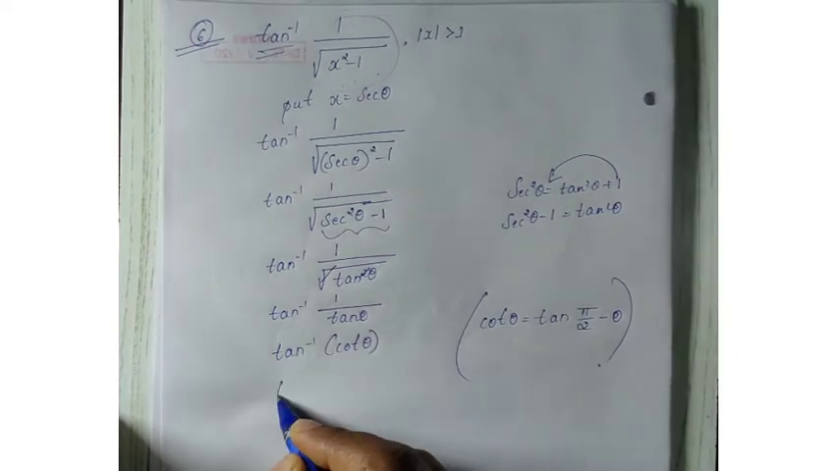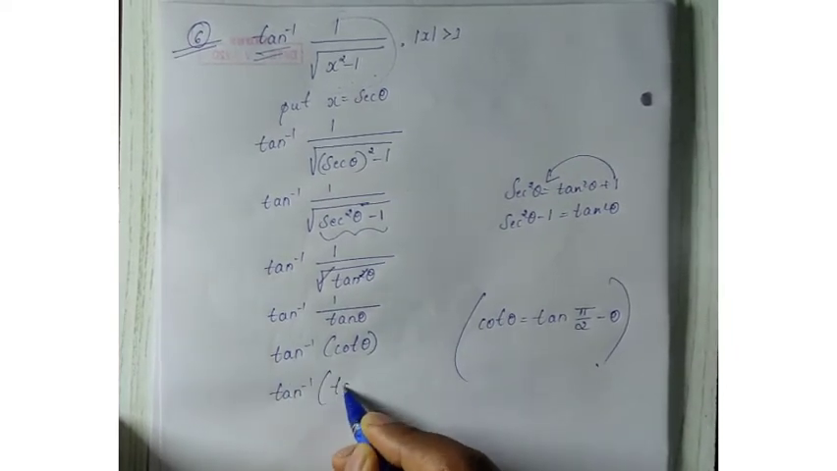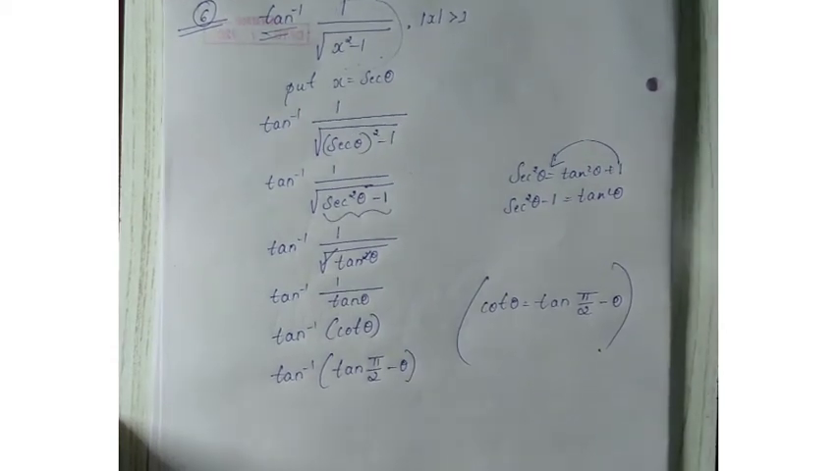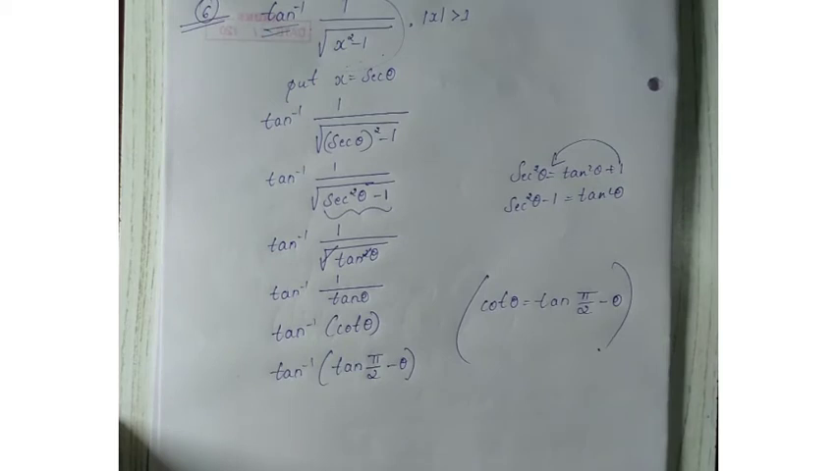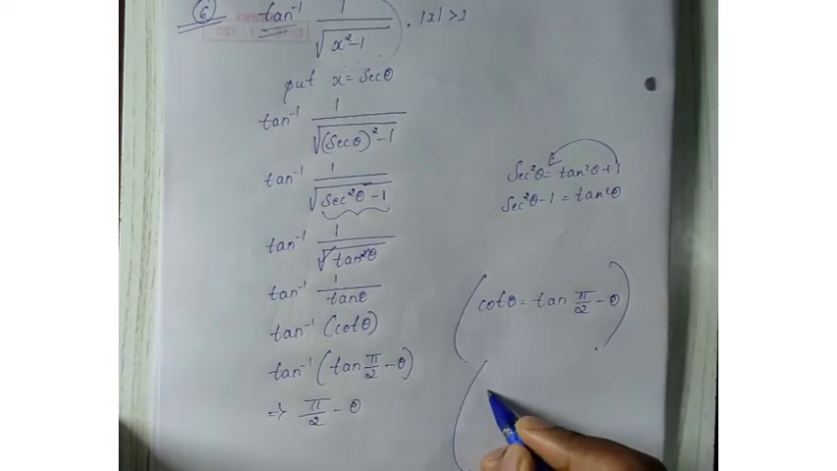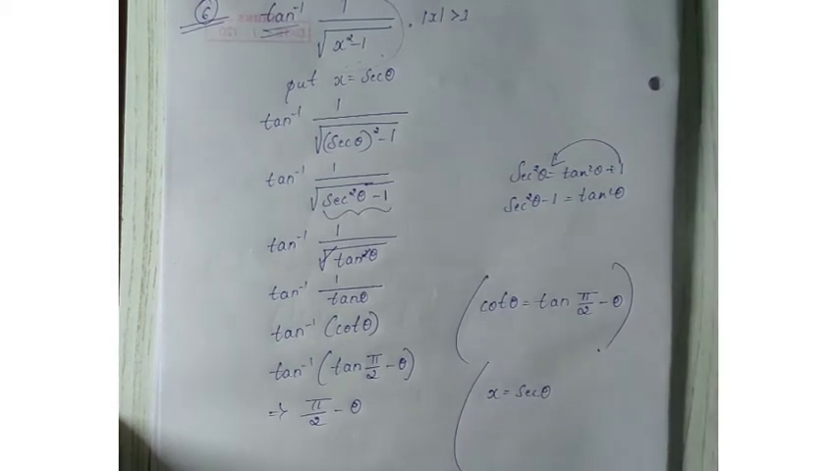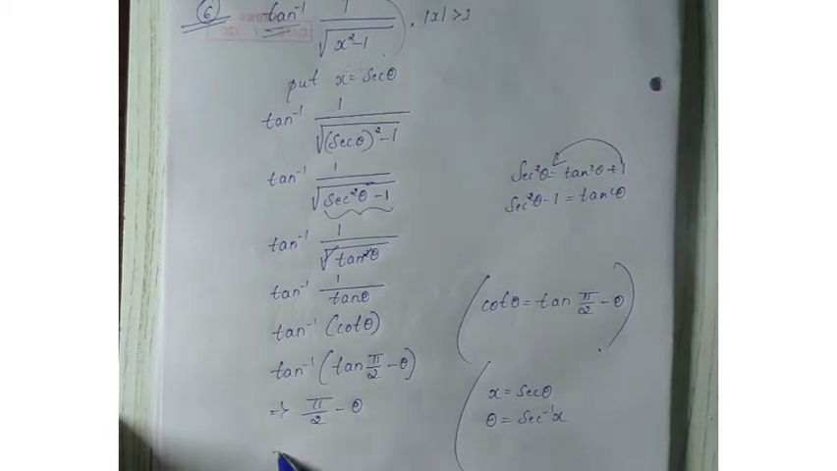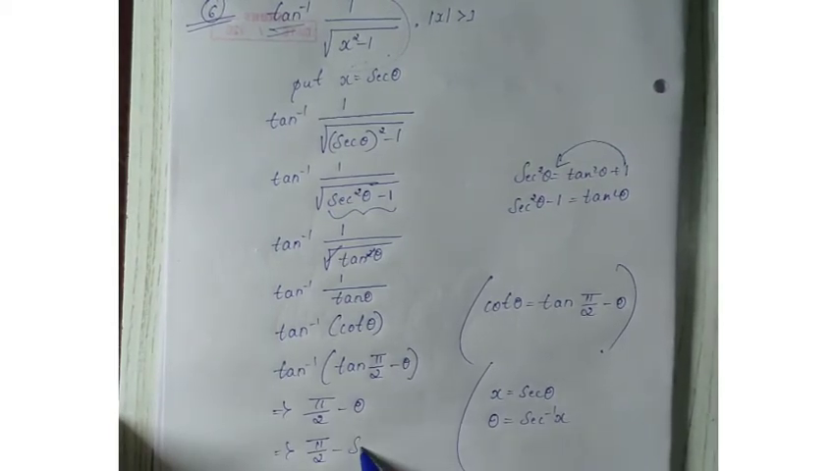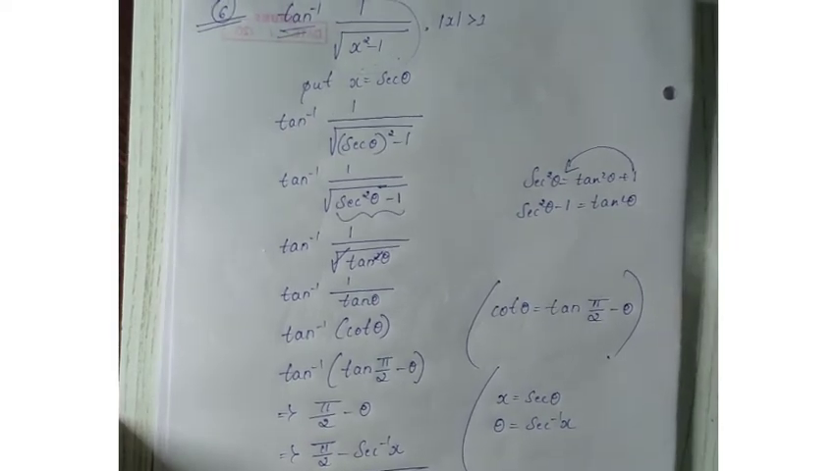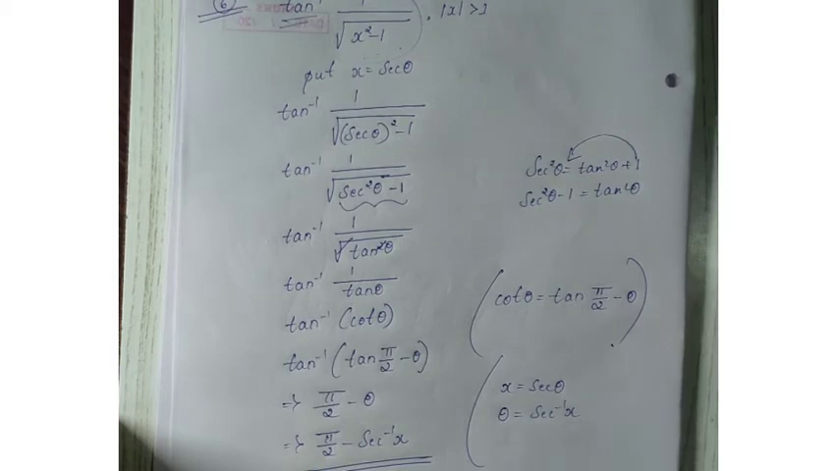Fine, therefore tan inverse of tan of pi by 2 minus theta. As I said already, tan inverse and tan are inverse to one another, therefore they cancel out. The remaining will be pi by 2 minus theta. We know that x is secant theta, right? Therefore, you can write theta as secant inverse x. Just replace, that is pi by 2 minus secant inverse x. So this is the simplest form of tan inverse 1 by root x square minus 1.